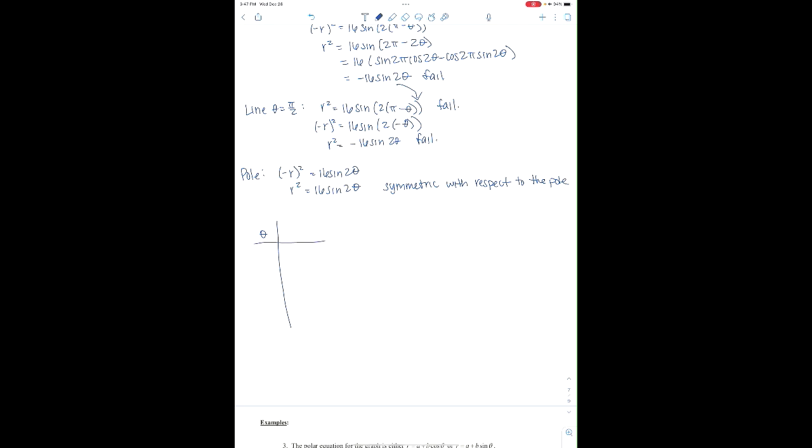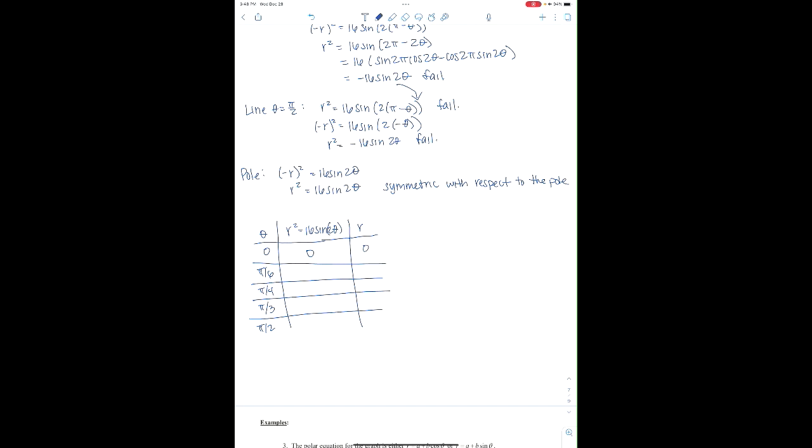And so let's get some points. Theta, and r squared equals 16 sine 2 theta. And also we're going to calculate what r is, because we know what r squared is, and we want to know what r is. So we'll look at 0, pi over 6, pi over 4, pi over 3, and pi over 2. At 0, we're going to have 0, and the square root is going to be 0.